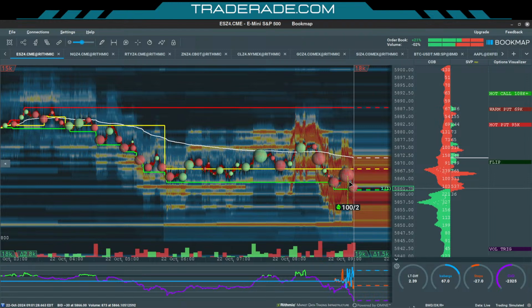And this is not a liquid order book. Once again, as you can see, the offers above 18,000, the bids below 19,000. Adding them together, that's 37,000. That is not a liquid order book for the S&P 500. So that is something to take into consideration for your trading.